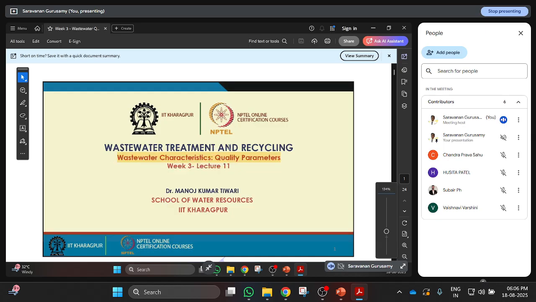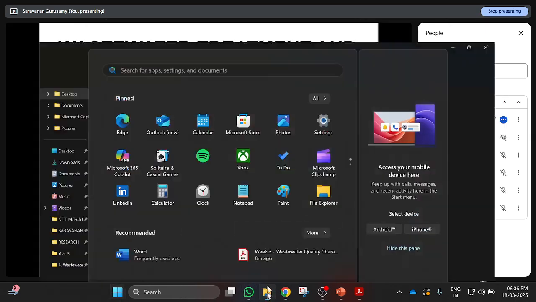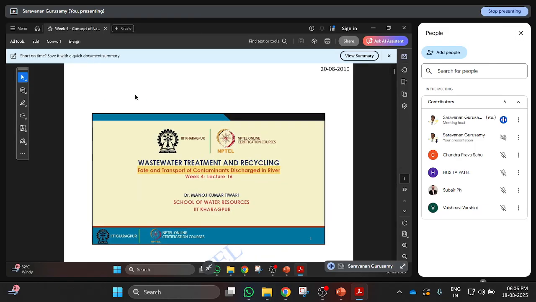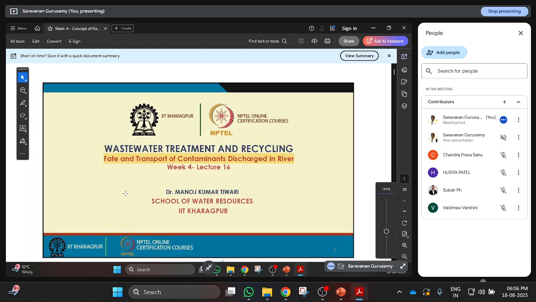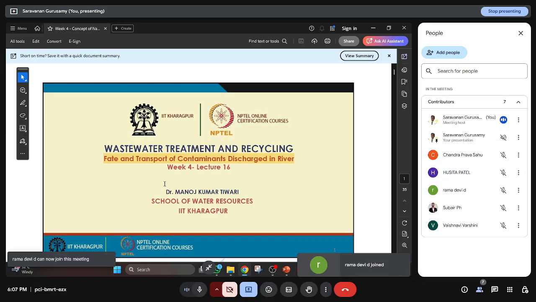So coming to the wastewater characteristics and quality. This week we are going to discuss the fate and transport of contaminants discharged in the river. So we know whenever a pollutant is discharged in the river, it will go along with the water, right? So it may get transported, it may get degraded, or it may get increased. That's the fate and transport of contaminants in the wastewater whenever it's discharged in river bodies.